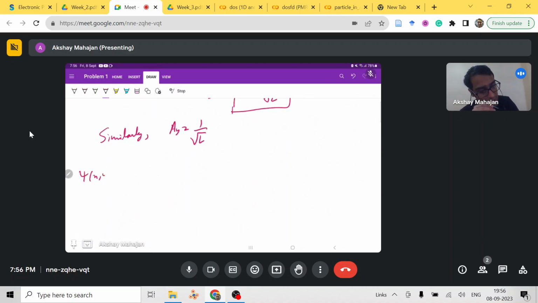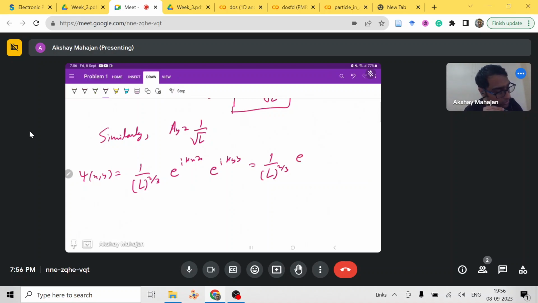So now we have found psi of x comma y will be 1 by L to the power 2 by 3 e to the power iota kx of x and e to the power iota ky of y, or I can write it as 1 by L to the power 2 by 3 e to the power iota k vector dot r vector, where k vector is equal to kx x cap plus ky y cap, and r vector is equal to x times x cap plus y times y cap.